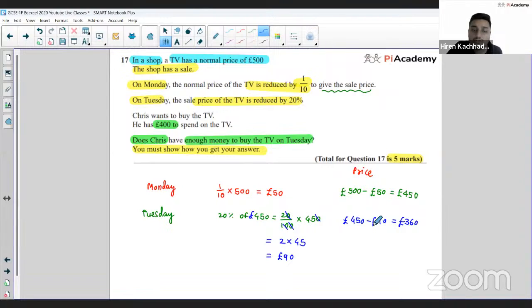So on Tuesday, the price of the TV is going to be 360 and he has 400. As we all know, 400 pounds is more than 360, so he has enough money. So basically he can buy the TV.